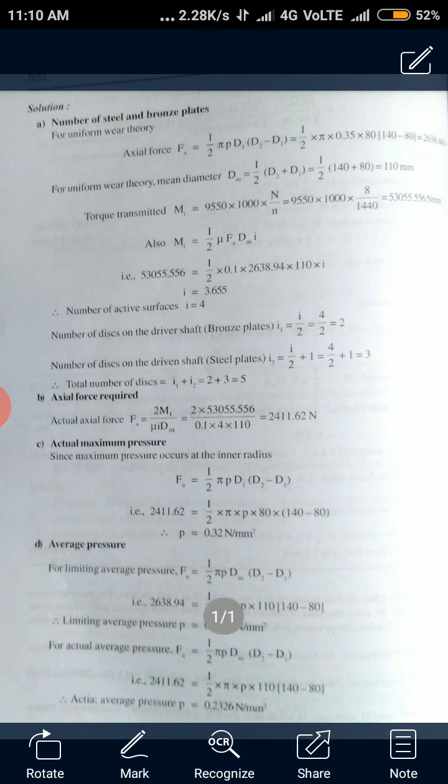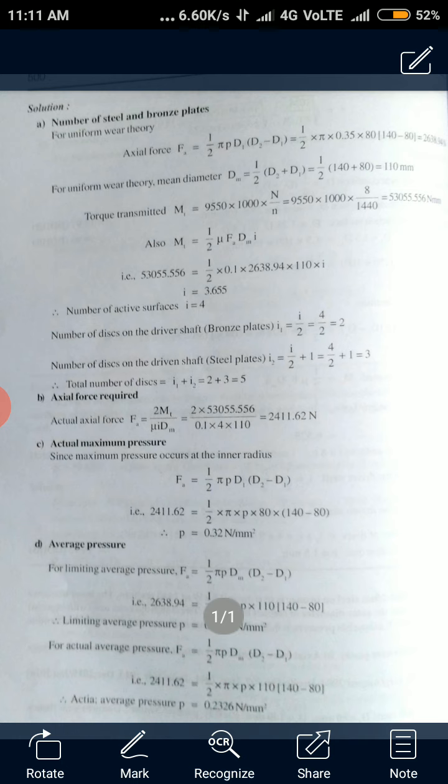Then number of discs on driving. So as I said, steel on bronze, so steel moves against the bronze. So bronze is the driving, steel is the driven. So driving bronze is i1, i by 2, 4 by 2, it is 2. The number of driven discs, that is the steel plates i2, equals i by 2 plus 1. So 4 by 2 plus 1 is 3. So this way we found i1 as well as i2.